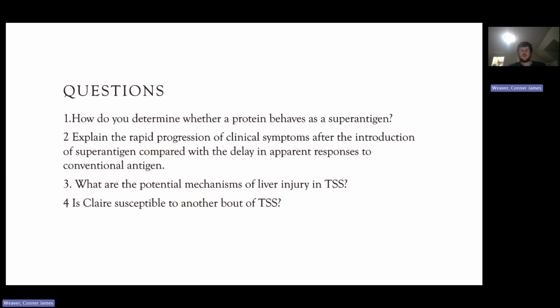For number four, yes, she is, and this is because people that have had toxic shock syndrome, usually through the superantigen TSST-1, can't develop antibodies for TSST-1.